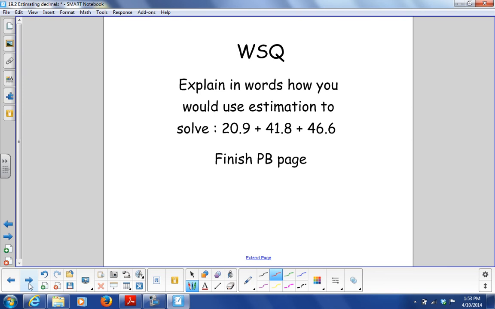All right. Finally, your WSQ. I want you to explain in words how you would use estimation to solve this problem. 20.9 plus 41.8 plus 46.6. And then finish your practice book page.